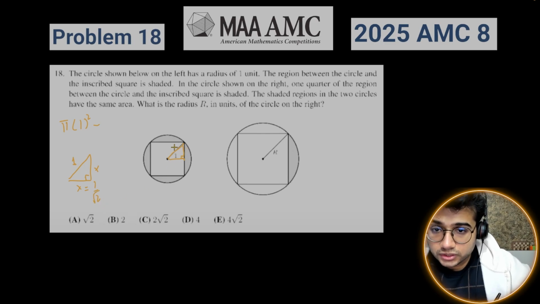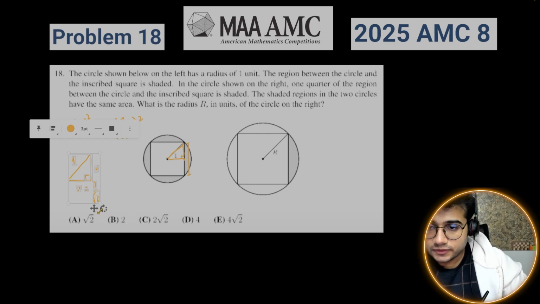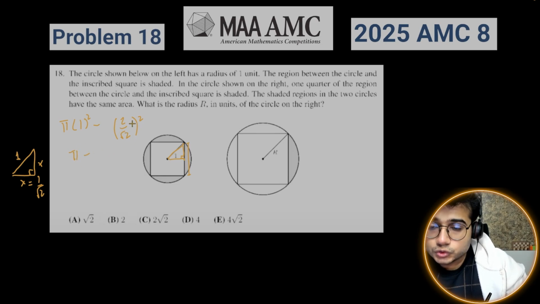Then this full length right here is going to be 2 over 2 times 1 over square root of 2. So the side length of the square is 2 over square root of 2, and then the area of the square will be the square of that. Okay, what does that give us? Let's see. That will give us pi minus, so 2 squared is 4, over square root of 2 squared is just 2, so 4 over 2, which is 1/2. So pi minus, 4 over 2 is 2, so pi minus 2, that is the shaded area.